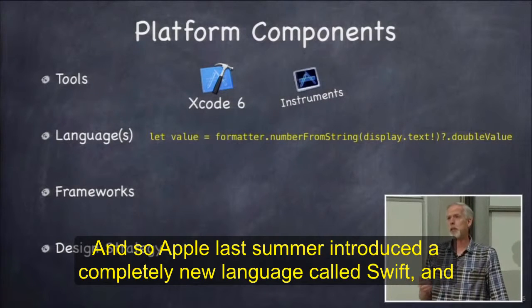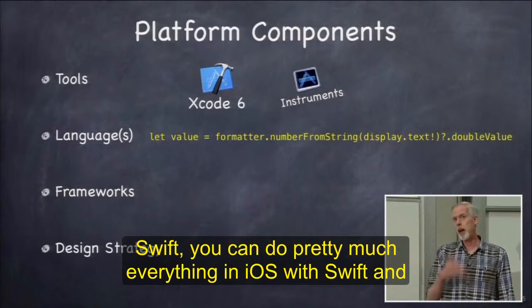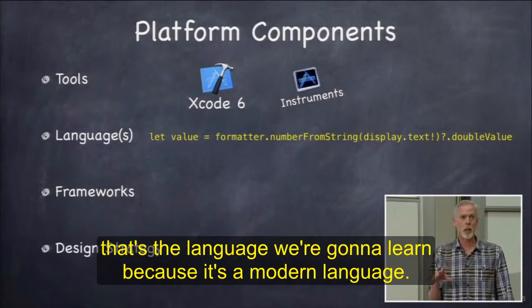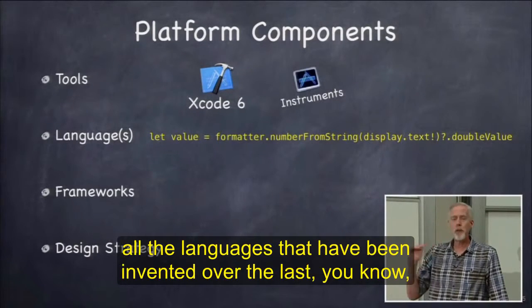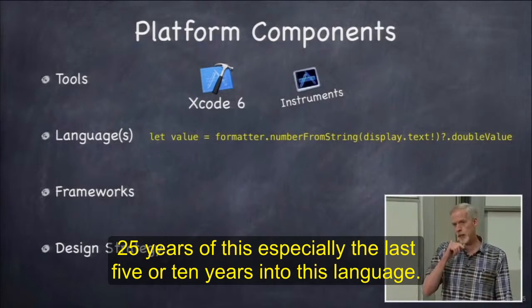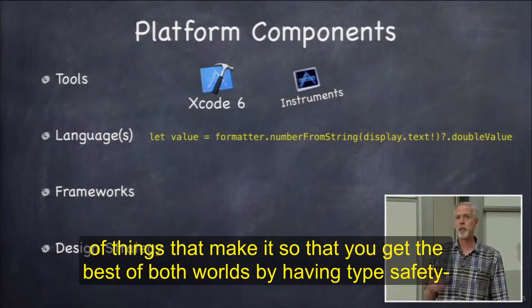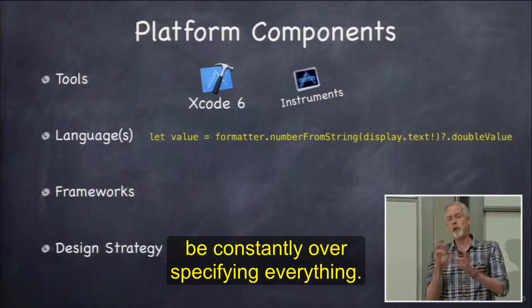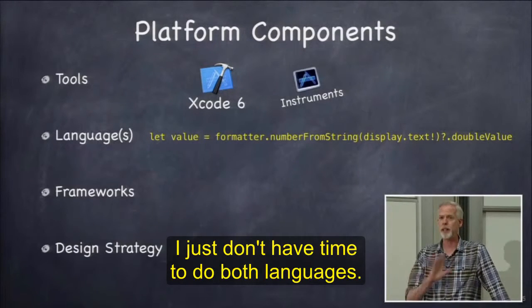And so Apple last summer introduced a completely new language called Swift. With Swift, you can do pretty much everything in iOS, and that's the language we're going to learn because it's a modern language. Apple did a great job of building all the best stuff of all the languages that have been invented over the last 25 years, but especially the last 5 or 10 years, into this language. It's very concise. It's a very type-safe language, but it has type inference and a lot of things that give you the best of both worlds: having type safety and not constantly over-specifying everything. So we're going to go Swift only. I'm not even going to really talk about Objective-C. I just don't have time to do both languages.